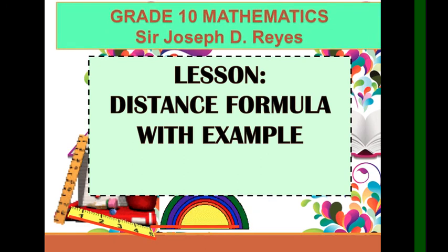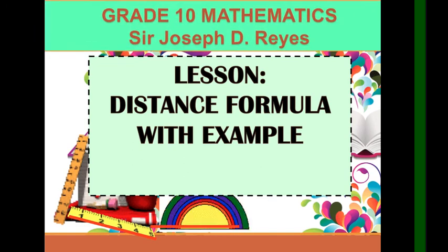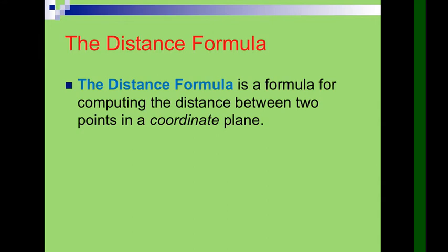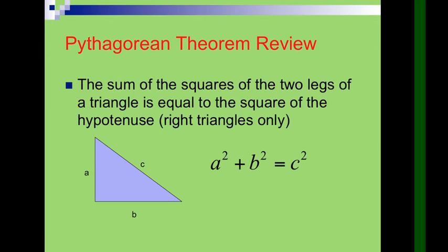Thanks. And now let's proceed to our main topic for today, which is all about the distance formula. The distance formula is a formula for computing the distance between two points in a coordinate plane. Just like in the Pythagorean theorem, the sum of the squares of the two legs of the triangle is equal to the square of the hypotenuse. This is only for right triangles. So, yung addition daw ng squares ng dalawang legs, which is a squared plus b squared, is equal to c squared, the square of the hypotenuse.